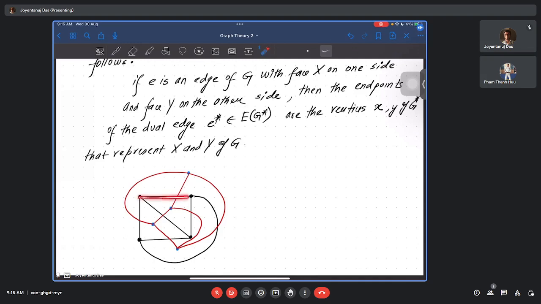For example, this is an edge between this and this, so there will be an edge. This is an edge between the outer face and this inner face. And similarly, this is another edge between the outer face and this face. And similarly, this edge and this. So the blue vertices are the vertices corresponding to the faces, and the red ones will be the edges. So this whole thing will be our G star, the dual graph.